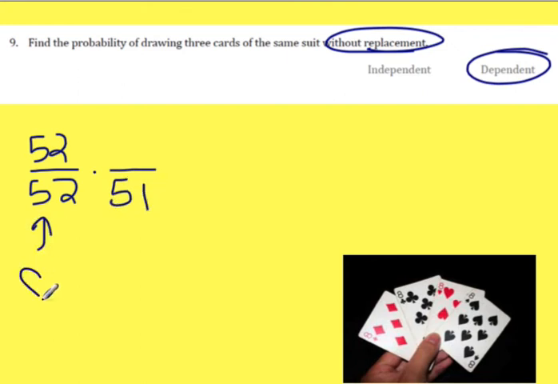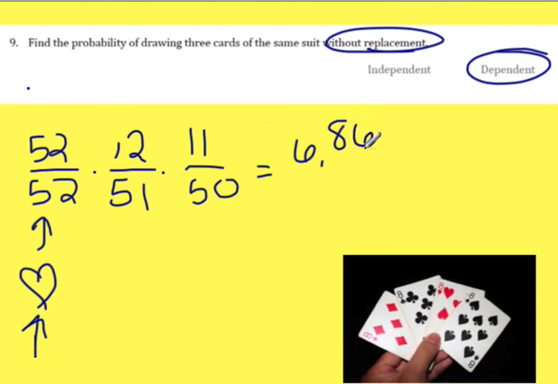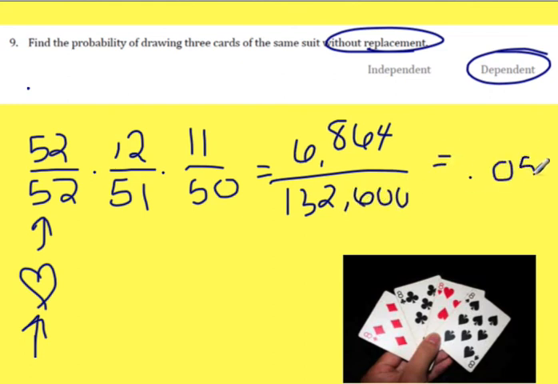So let's say we draw a card, and it happens to be a heart. So that means now we've taken a heart out. So now there's only 12 hearts left in the deck because there were originally 13, but we took one out here. Then we're going to do the same thing again. So we're going to have one less here as well as one less here. So now we're going to go ahead and multiply across the top. 52 times 12 times 11 is 6,864. 52 times 51 times 50 is 132,600. Divide those out and you get 0.052. Put my decimal in my box. There we go. All right, let's take a look at the last one.